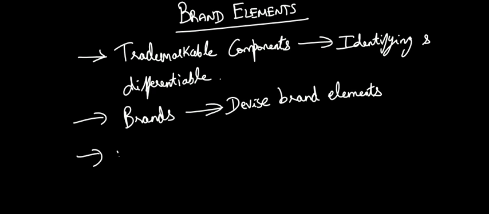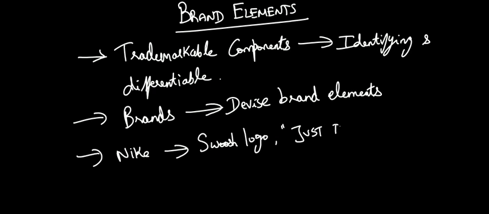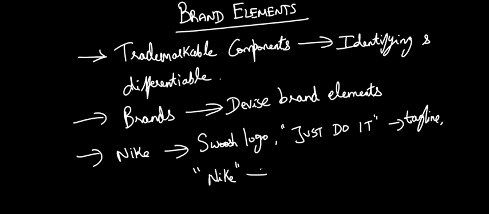For example, take the case of Nike. It has a trademark swoosh logo. As far as the logo is concerned, it has "Just Do It" as its tagline, which is an empowering tagline, and the Nike name is for the goddess of victory, which creates a good identifying and differentiable component in the minds of the consumer.